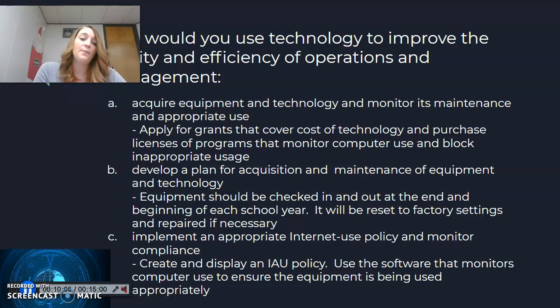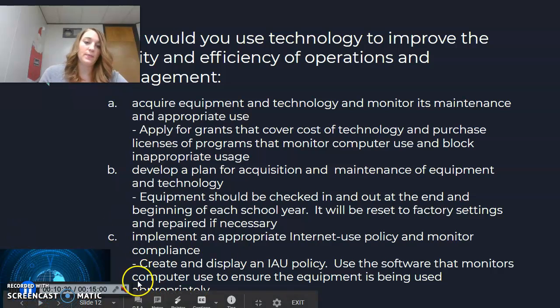So you need to create one, step one. And then you really need to purchase a good software program that can actually monitor the computer use. There are some free ones, but they're not as good as the ones that you can pay for. So if you're going to use the internet, you definitely need to make sure that you have one of the really good ones.